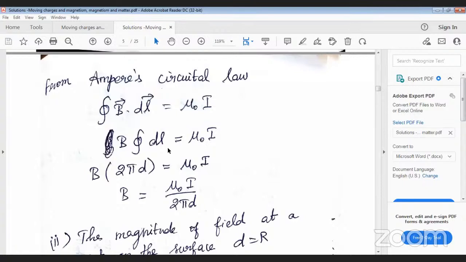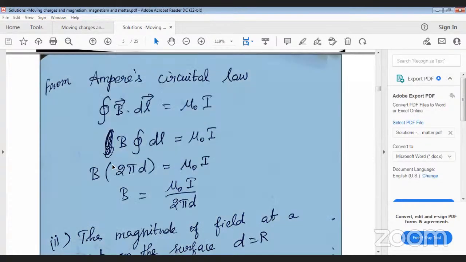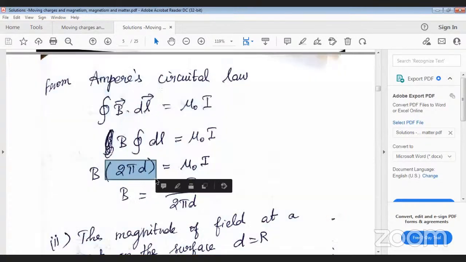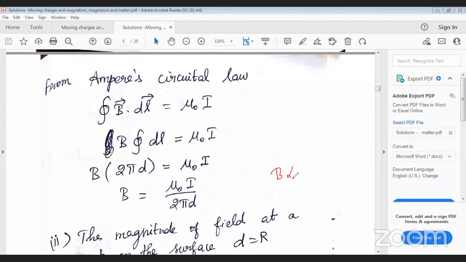So when you integrate this dl, you have to find the total circumference of the circle having the radius d. Okay, so B into 2 pi d equals mu naught I. That means B equals mu naught I by 2 pi d. So here you see what is the relation. Here the magnetic field B is inversely proportional to the distance d.